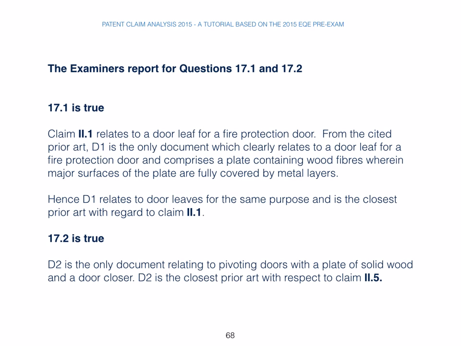For 17.2, which is also true, the examiners say D2 is the only document relating to pivoting doors with a plate of solid wood and a door closer. D2 is the closest prior art with respect to claim 2.5.